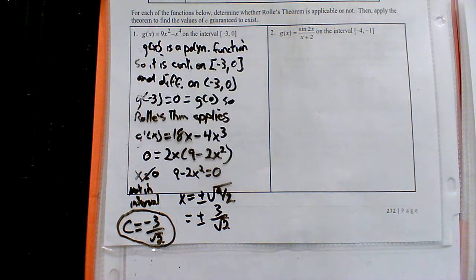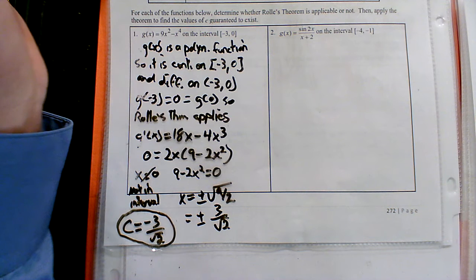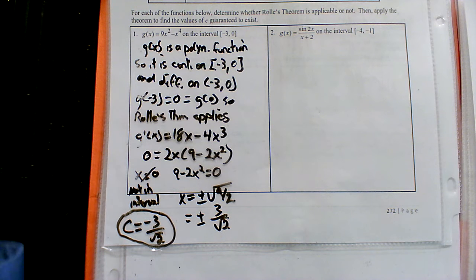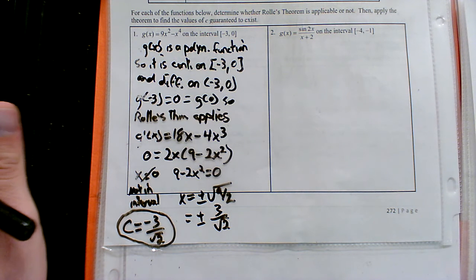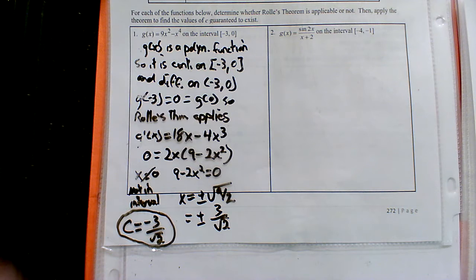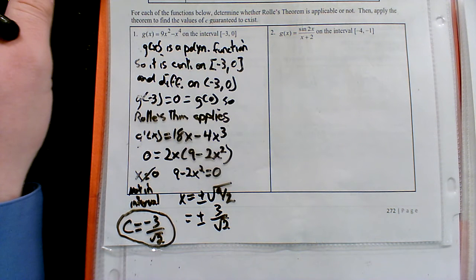Alright, let's look at number 2 then. So we have g of x is sine of 2x over x plus 2 on the interval from -4 to -1. Okay, so let's go through Rolle's definition again. We have the stipulations that we have to follow. First one, I believe, is continuous. So on this interval, is g of x continuous?